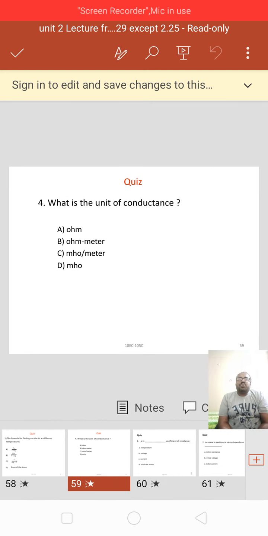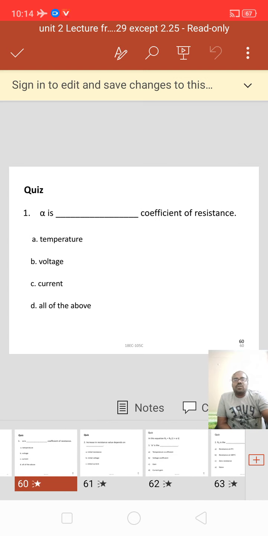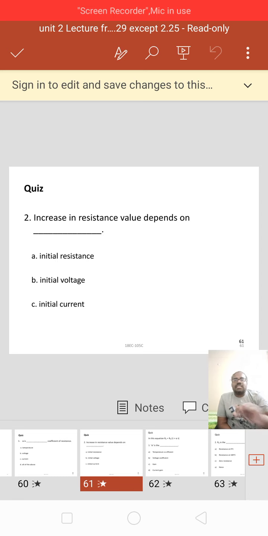Next, what is the unit of conductance? Here options are A ohm, B ohm meter, C mho per meter, D mho. By observing this question, we know that unit of conductance is D mho. Next, alpha is dash coefficient of resistance. Options are A temperature, B voltage, C current, D all of the above. We clearly know that alpha is temperature coefficient of resistance. So this question answer is A temperature.